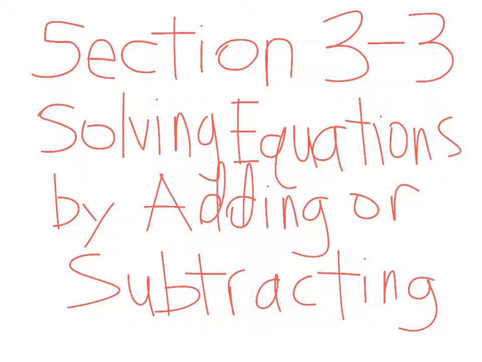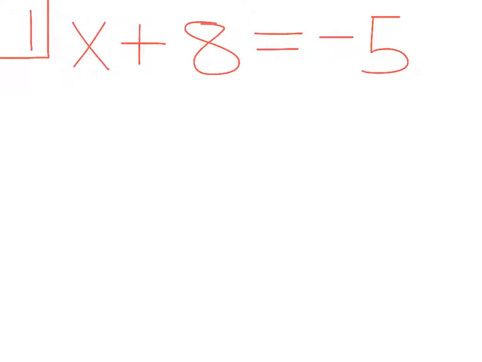Section 3-3, guys. This is solving equations by adding or subtracting. Alright, so example 1, this is solving x plus 8 equals negative 5. We're supposed to check our solution and graph it on a number line.